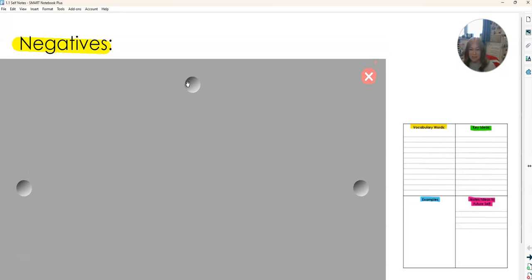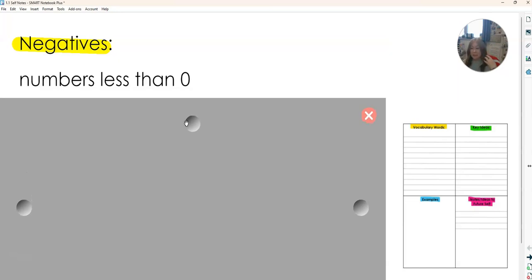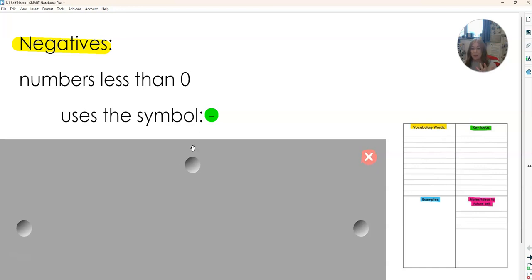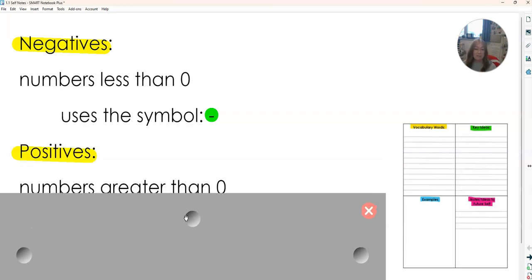So first of all, a negative number is a number that is less than 0. So it is smaller than 0. And it's going to use the symbol that looks like a minus sign, which is when we are taking away, right? We're getting smaller. Negatives are smaller. They're going in that left direction.